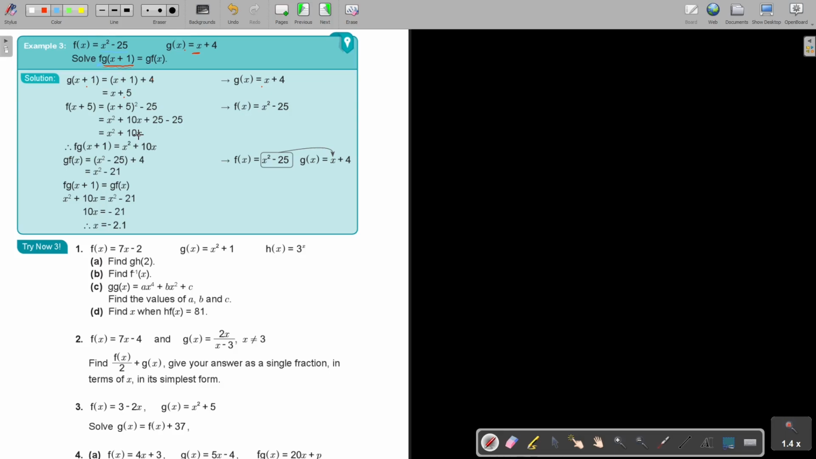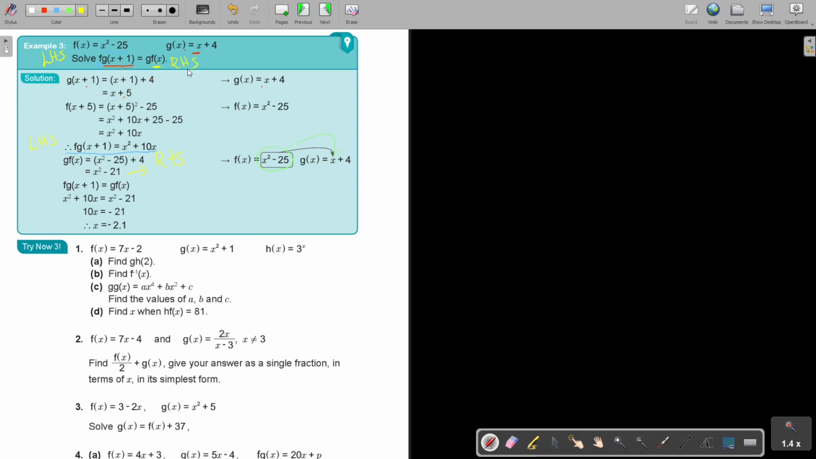So this is my left-hand side. Let's rather take yellow. So this is my left-hand side. I simplified there. Now I'm going to get g(f(x)). So take f and put it in g. So it's going to be x squared minus 25 plus 4, and this is going to be my right-hand side.